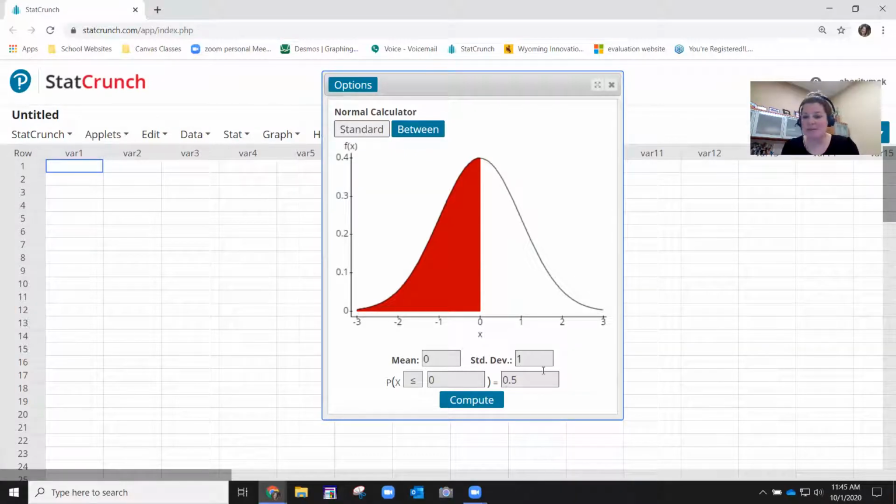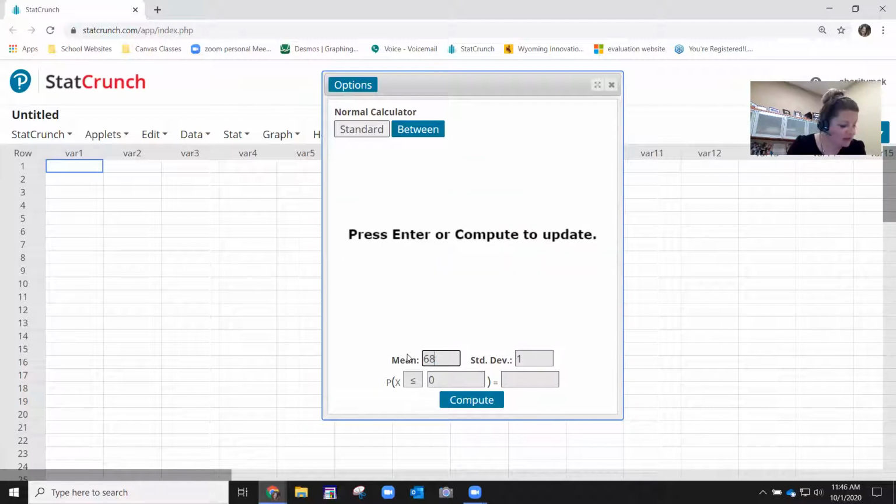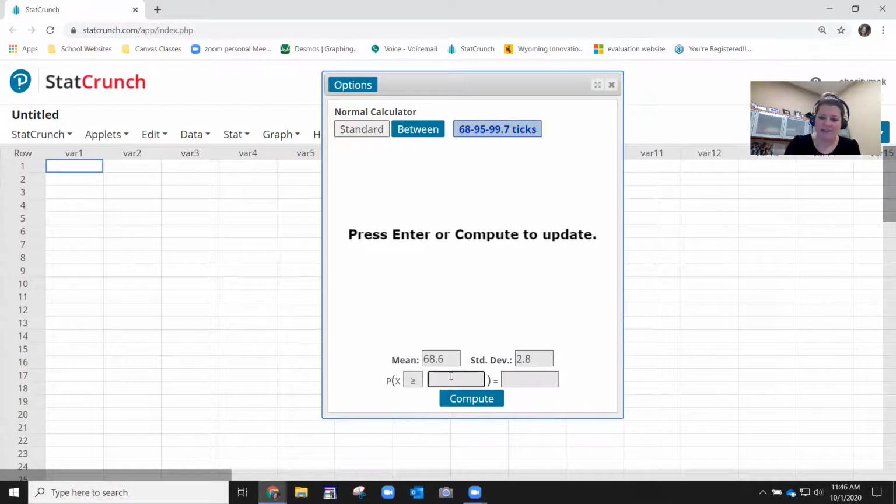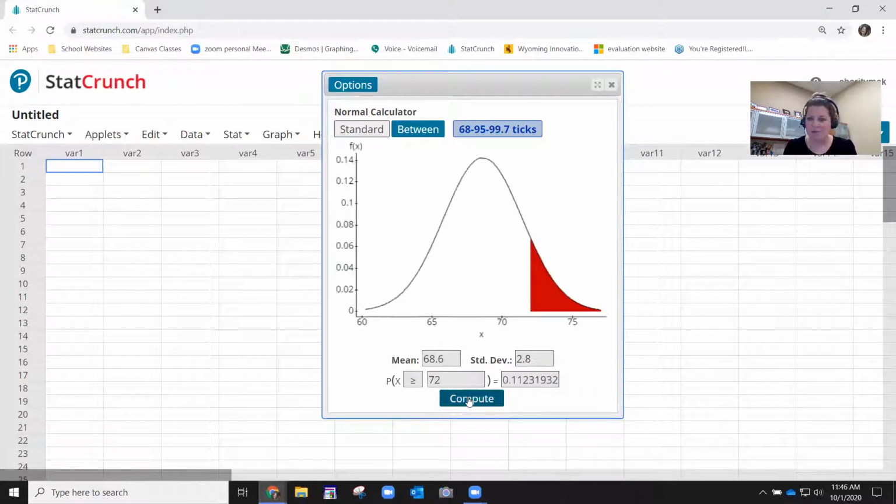It always comes up with the 0 and 1. If I had the z-score, I could plug that in now, but I didn't take the time to find my z-score. So I could change the mean in here to be 68.6 and the standard deviation to 2.8, and we want greater than, and this is our x. You get out something below 1 because it's a probability, so it better always be between 0 and 1. So we put in our value of 72 here and then compute.